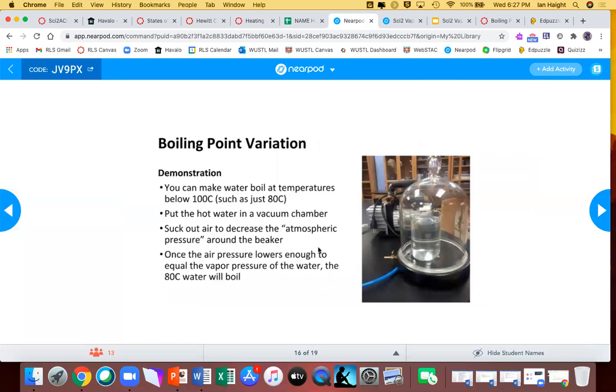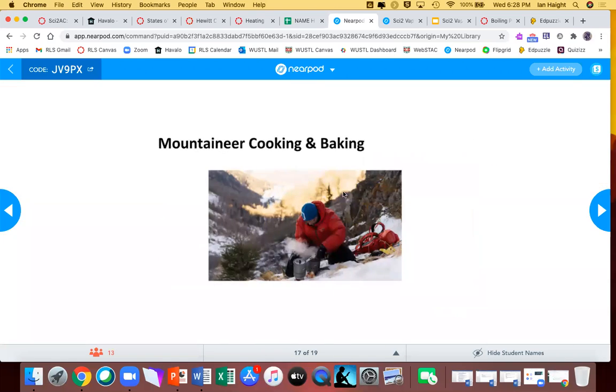So you'll have homework where you'll watch a demonstration of this in the laboratory. We have a little vacuum chamber in the laboratory. I can heat water to about 80 degrees Celsius, stick it in this vacuum chamber and use a machine to suck the air out, which decreases the atmospheric pressure around the beaker, and it'll actually boil even just at 80 degrees Celsius. And then the minute I turn it off, it stops boiling. So you'll watch a video of that soon.